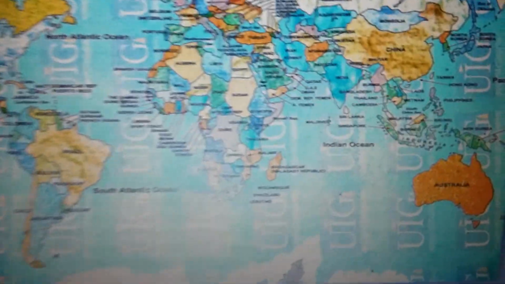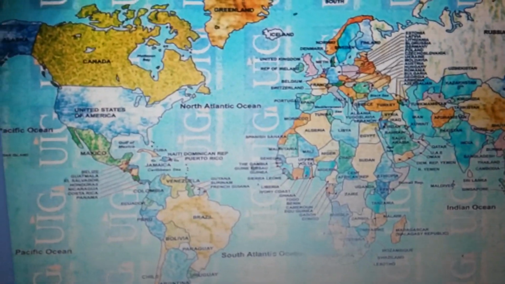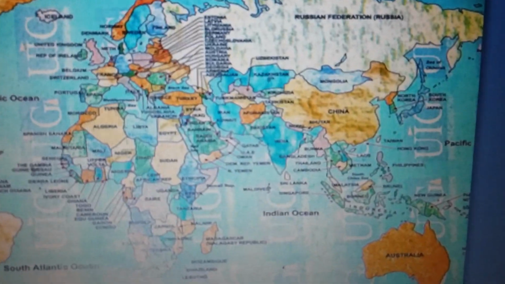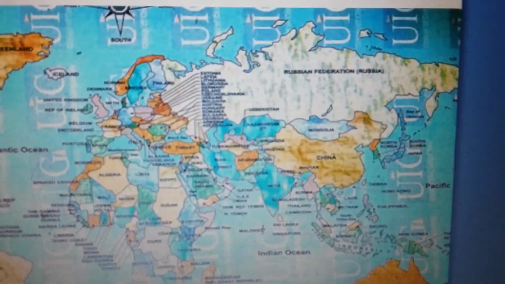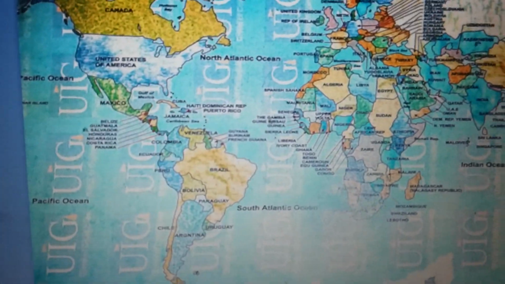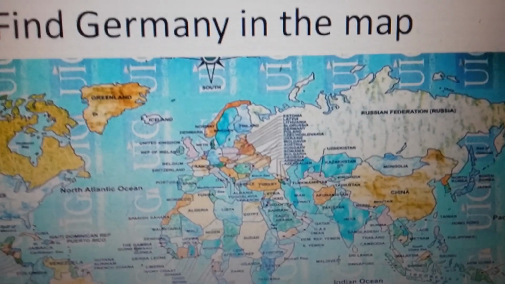Its neighboring countries are Austria. You have to find out where it is. It is a European country. I'm showing the whole map to you, and you have to focus your eyes. It is your activity. I will not tell where it is.